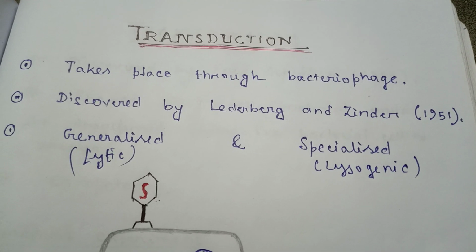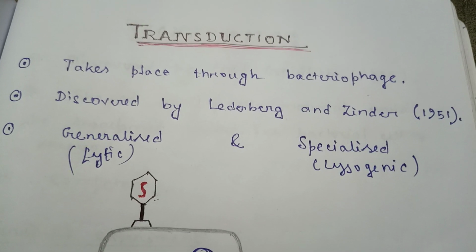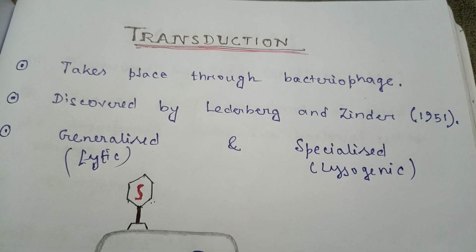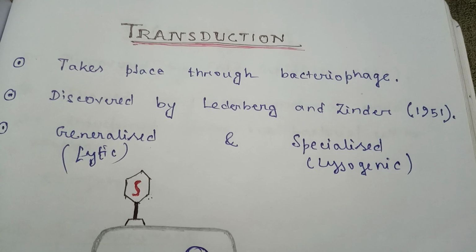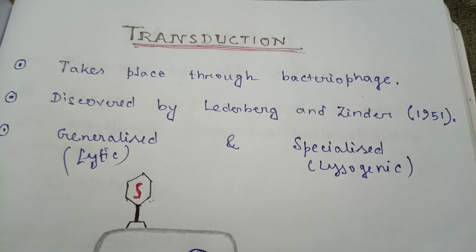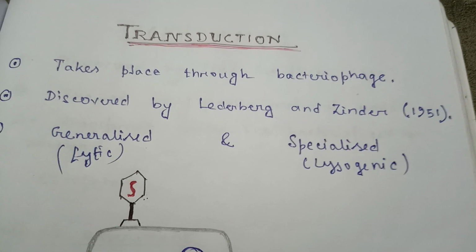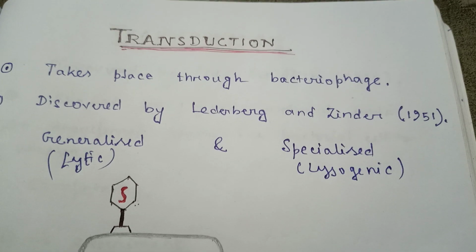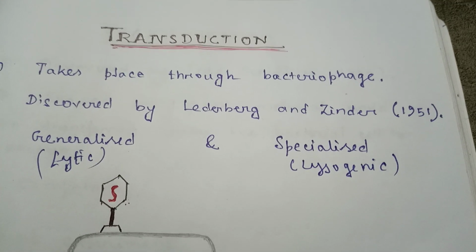Now in my previous videos we have learned about the very basics of genetic recombination in bacteria, conjugation. Now transduction was discovered by Zinder and Lederberg in 1951 in Salmonella. This phenomenon happens through bacteriophage. The bacteriophage acts as a vector to transfer DNA from one bacteria to another bacteria, or you can say donor bacteria to recipient bacteria.